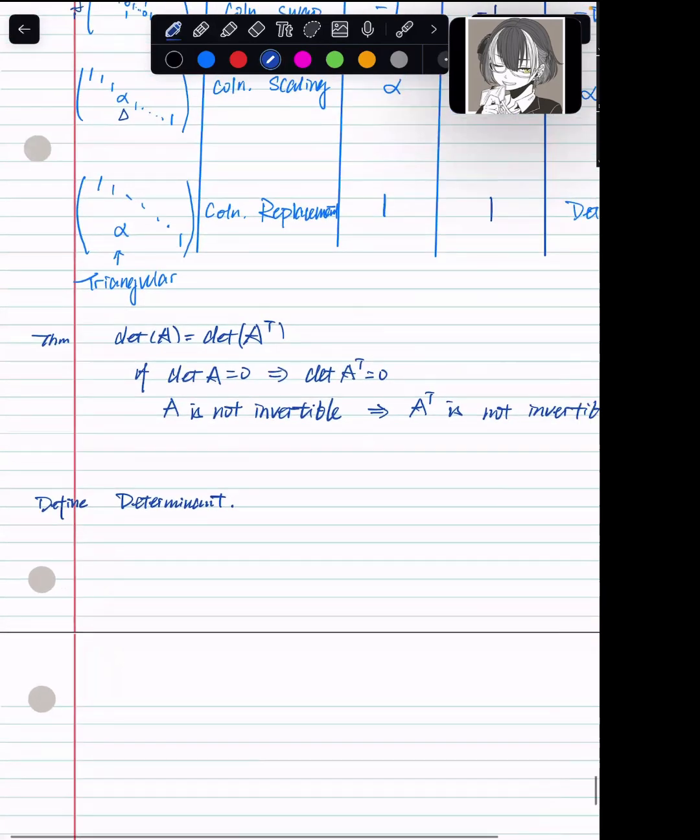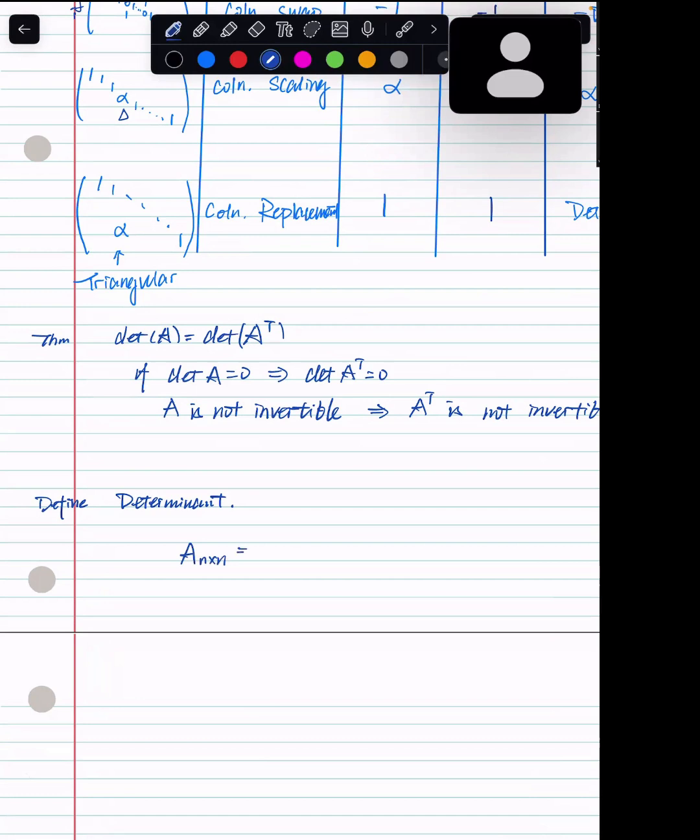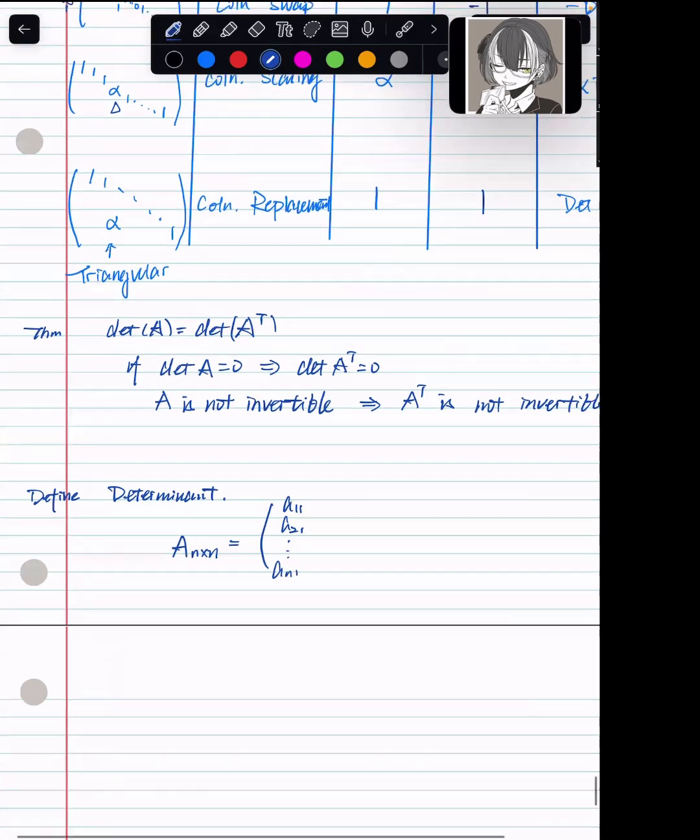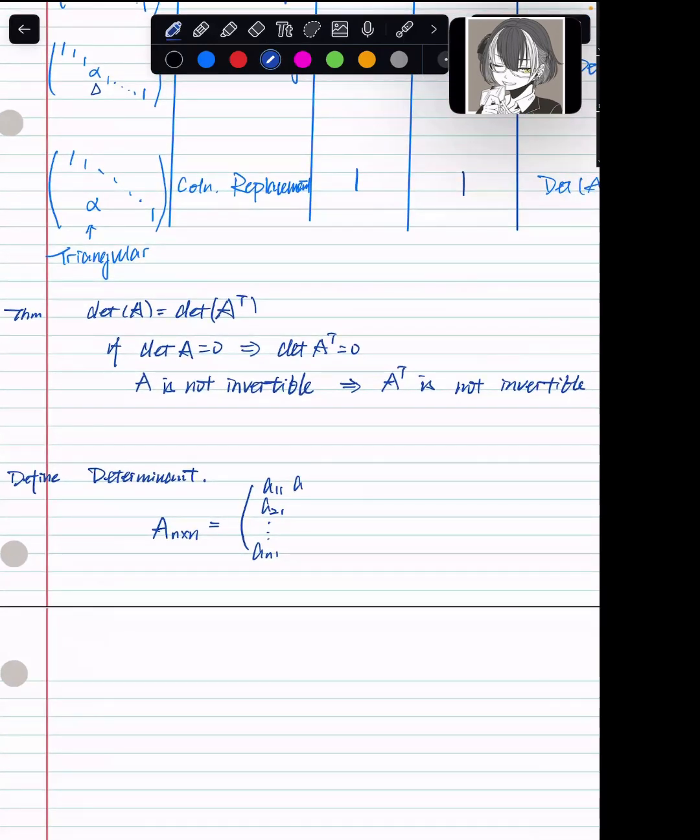All right. So right now I have a matrix. So let A be n by n. And we know we can write it as A11, A21 all the way to AN1. And A11, A12 all the way to A1n. So diagonal would be all the way to ANN.